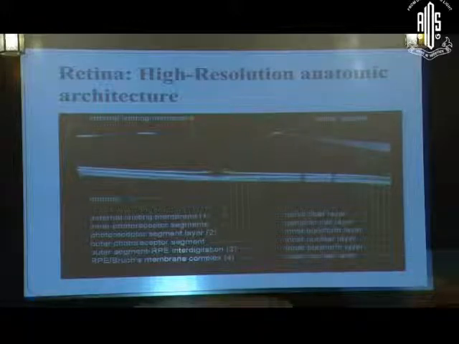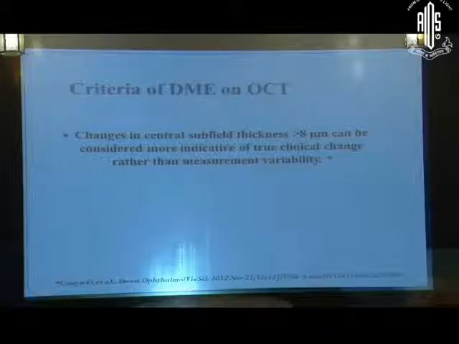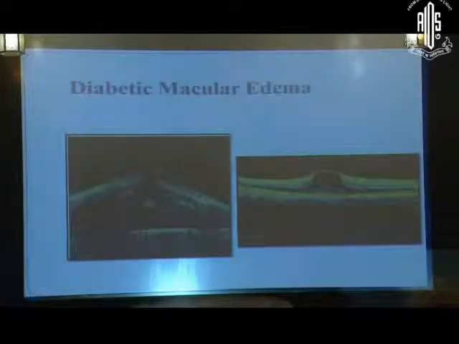Now, spectral domain optical coherence tomography really gives us a high resolution anatomic structure of the macula, and is very helpful in proceeding with the case. One of the criteria of DME on OCT which is being used is that in 2 subsequent visits, if there is a change of more than 6 microns in central subfield thickness, one might consider that the eye is moving into a macular edema stage, and one can then plan the anti-VEGF therapy and laser therapy.